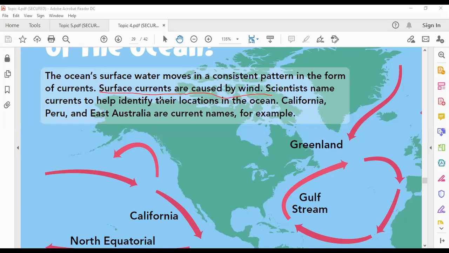Scientists name currents according to their places to help them identify their locations in the ocean. For example, one of the currents is called California Current. Another is called the East Australia. Okay? These are examples of currents.